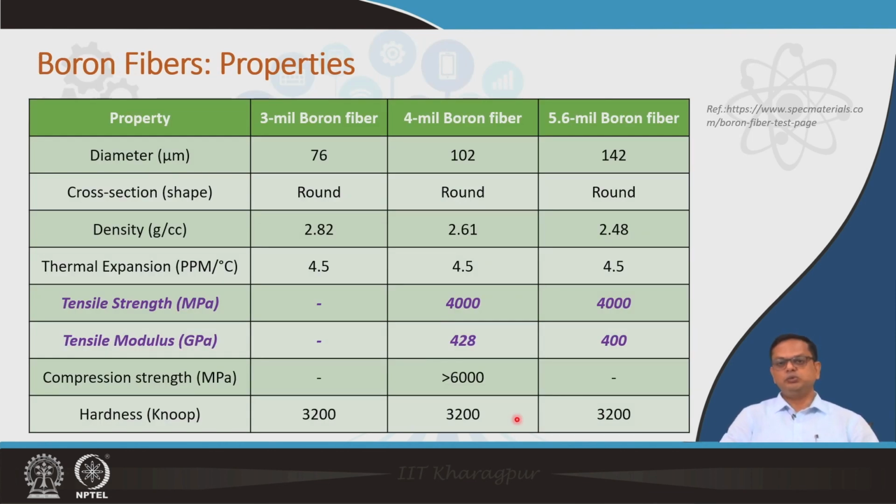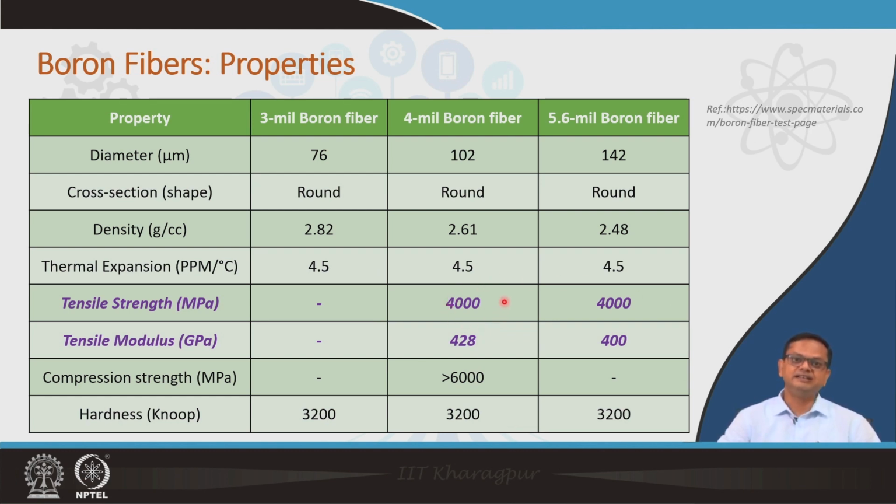So, now let us look into the properties of boron fiber. As I mentioned earlier, boron fiber synthesis is a costly process because of the precursor, which is BCl3, and also because we are using tungsten wire as the substrate. All these are expensive materials, but at the same time, if you look at these properties, you can see what kind of strength and modulus can be achieved in boron fiber.